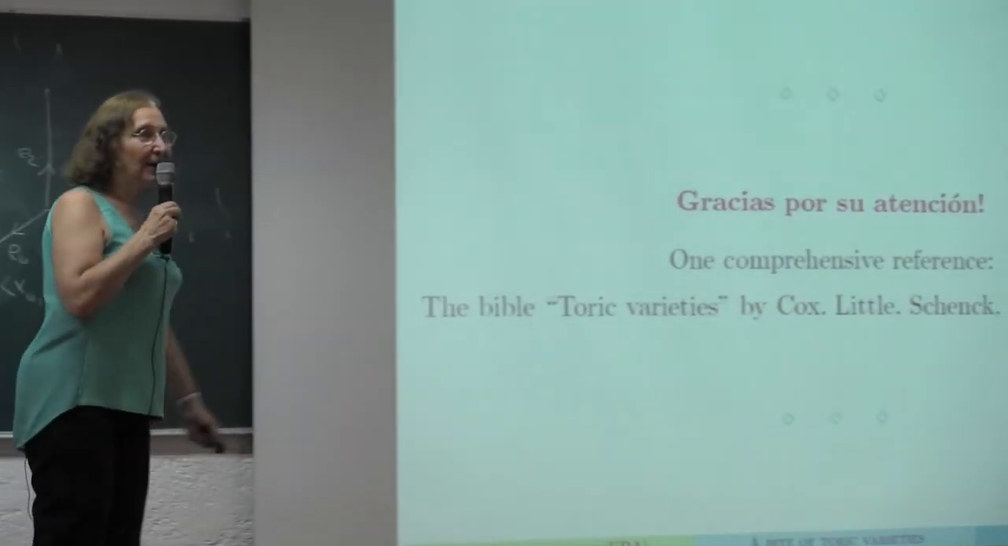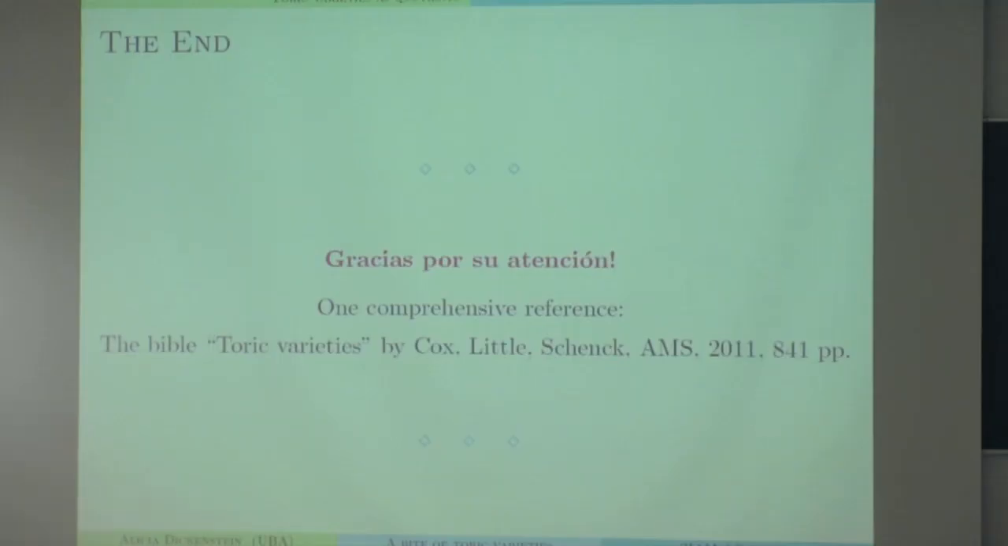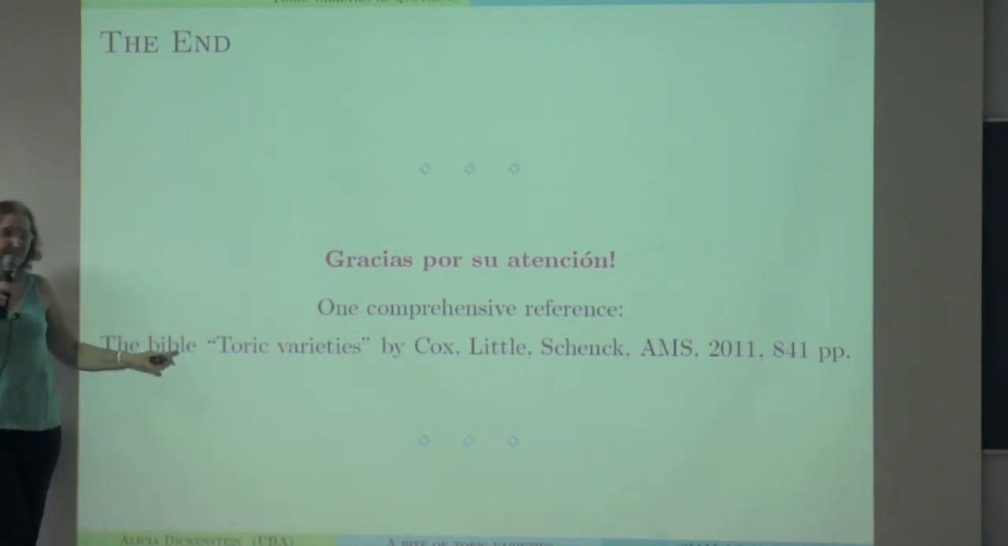And that's all. If you want to, there are many, many books, course notes, whatever, on toric varieties, but it's kind of a Bible with 841 pages. It's an AMS book by David Cox, John Little, and Hal Schenck. Everything is there. Thank you.